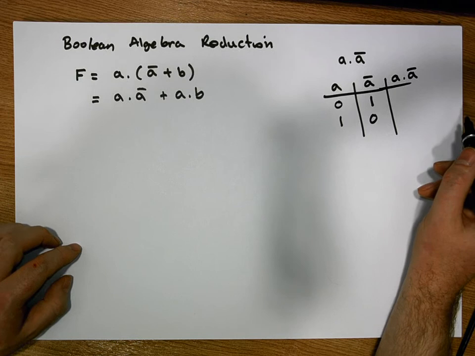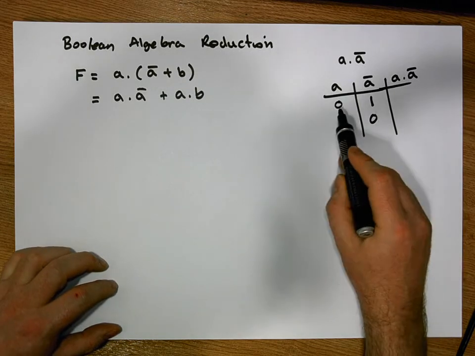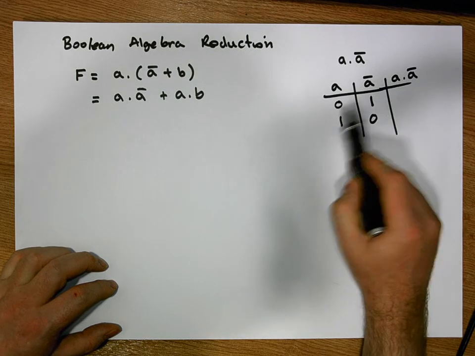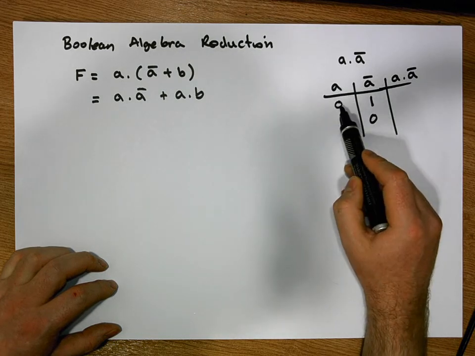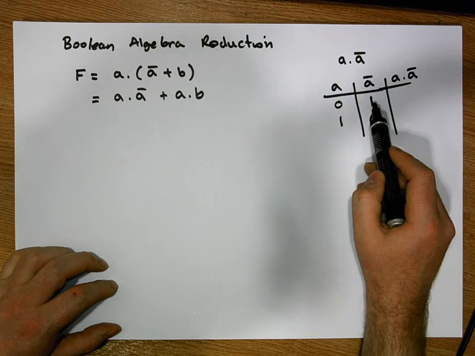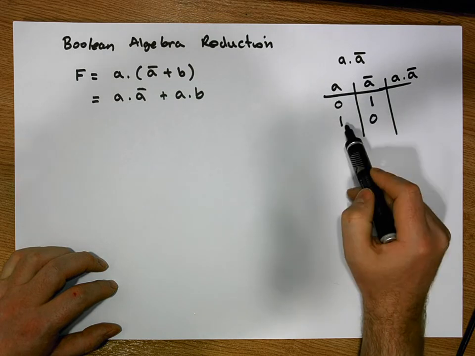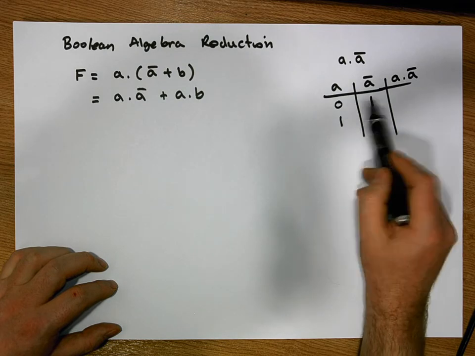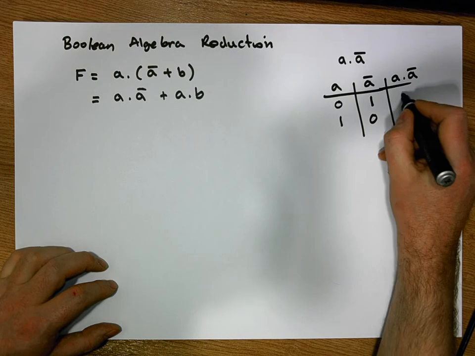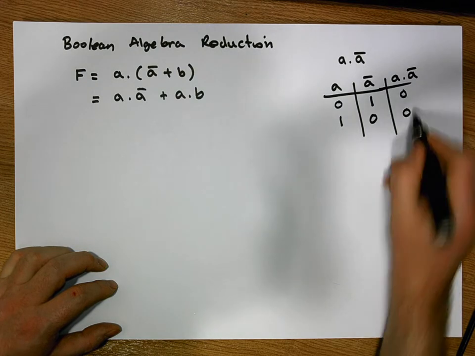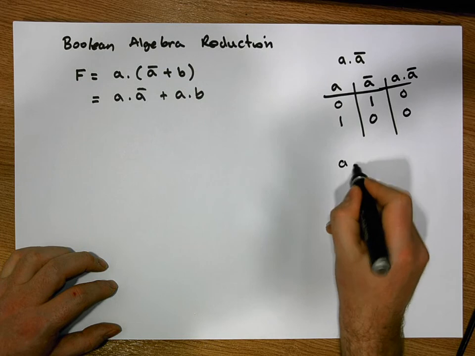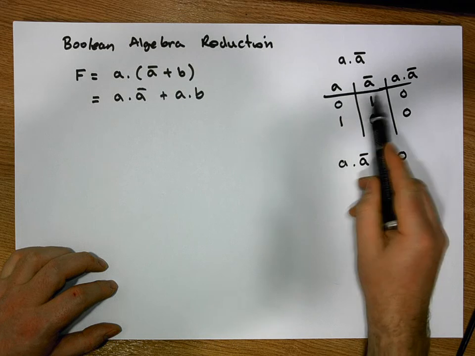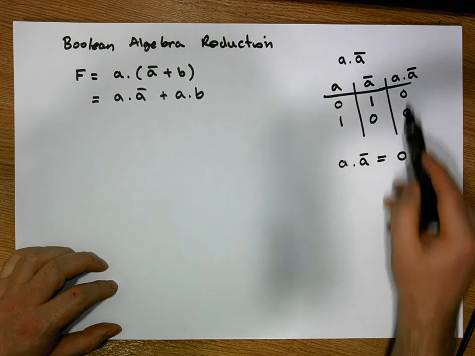An AND only ever gives us a high voltage out when both of the operands are simultaneously high voltages. In this situation, both of the operands are never simultaneously high voltages. In this state, a is a low voltage and a bar is a high voltage. In this state, a is a high voltage and a bar is a low voltage. So we never have both inputs high, and we get a low voltage out in each case. So a ANDed with a bar is equivalent to 0. It doesn't matter what the inputs are to this AND, the output is always a 0.